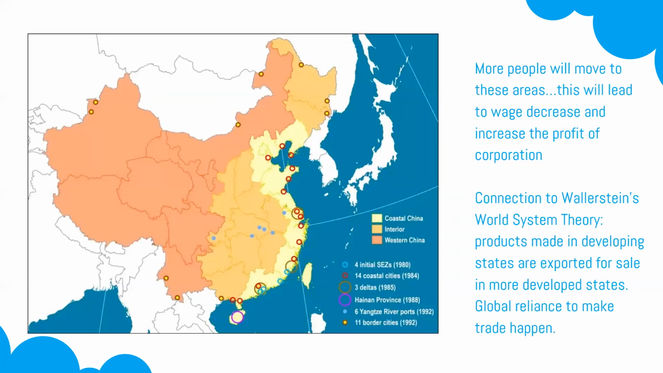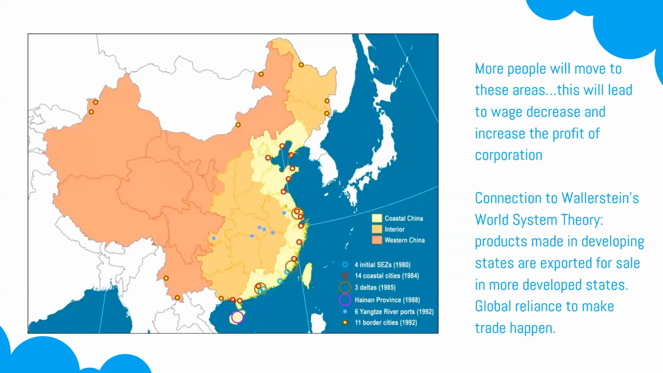Cool. So looking back here at SEZs, special economic zones, what we'll see with these is that more people are going to move to these areas, especially in China. So there's going to be internal migration. Again, because of more jobs, but that in turn is going to lead to a wage decrease, because there are going to be so many workers, and an increase in the profit of corporations and companies.